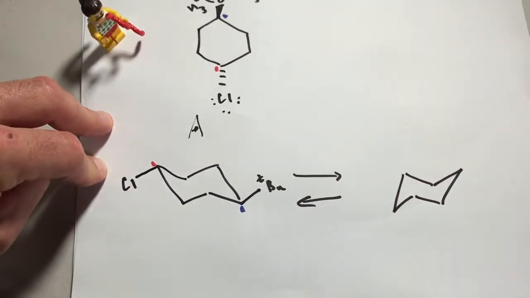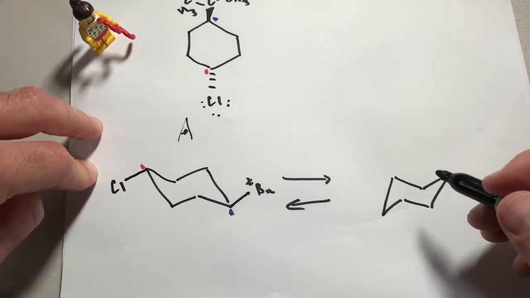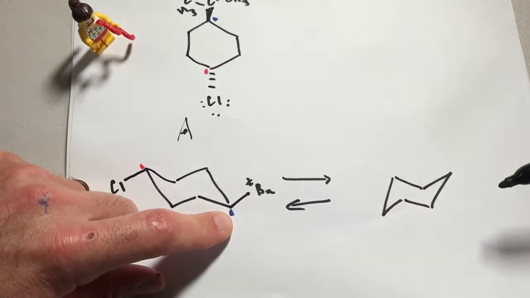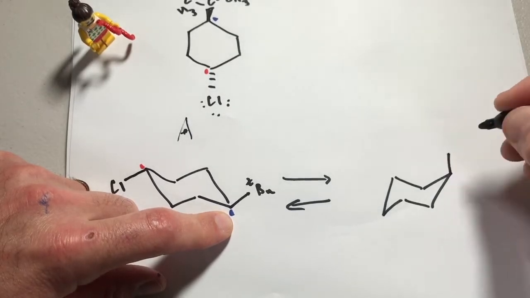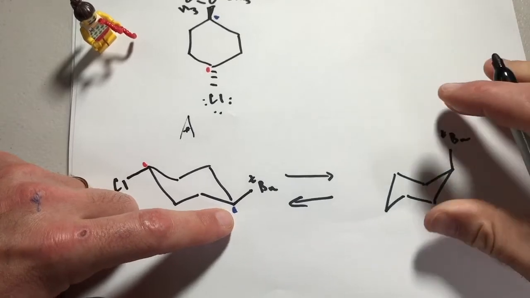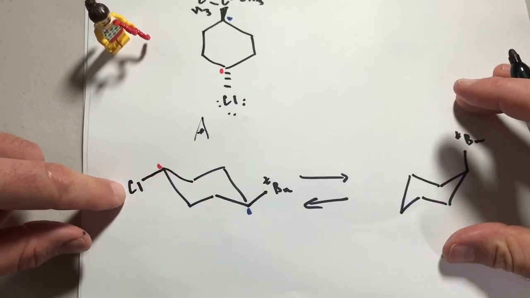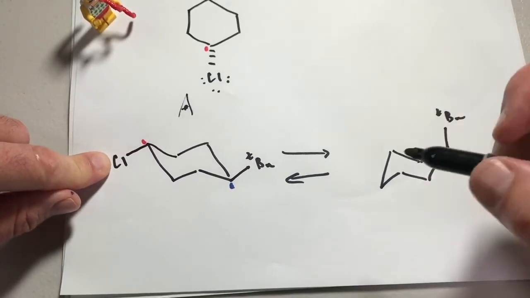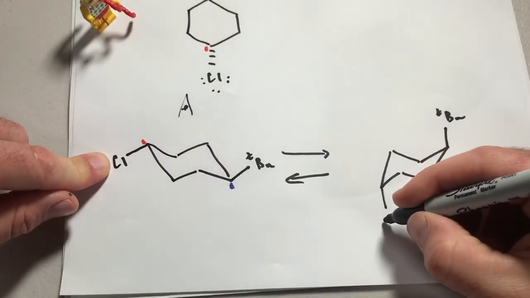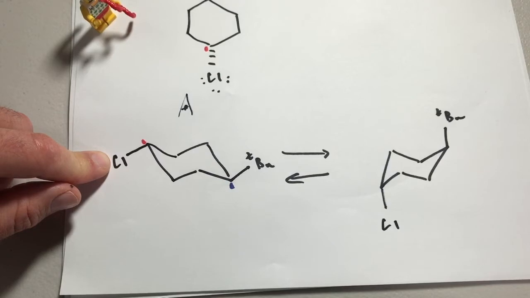We can do the chair-chair flip. That tert-butyl group still has to be projected up. The foot of the chair becomes the head of the chair. Now we've got our tert-butyl group pointed up. There's our chlorine that was pointed down. Now the head of that chair became the foot of this chair. There's our chlorine projected down.